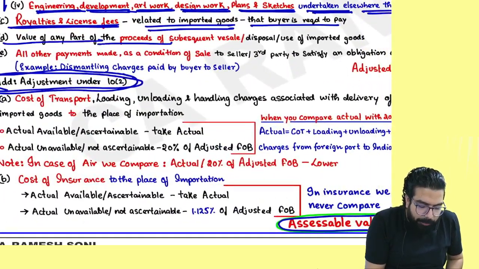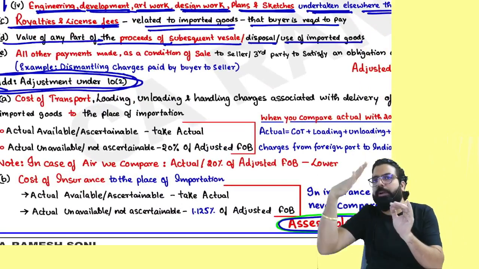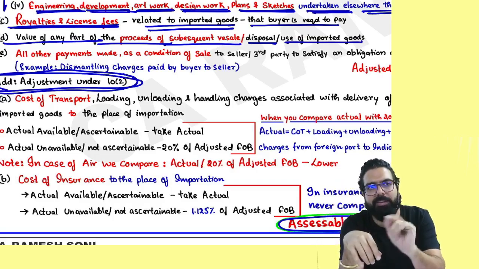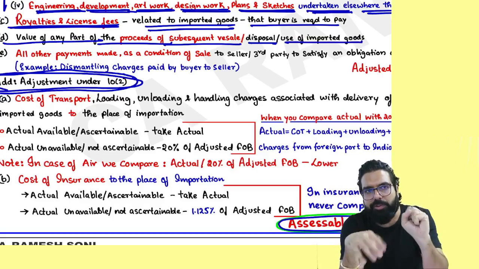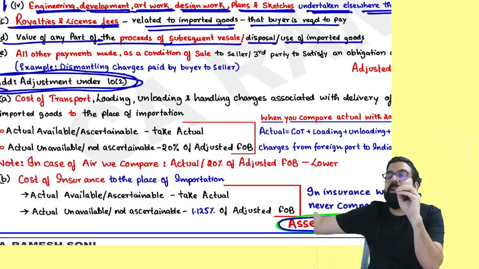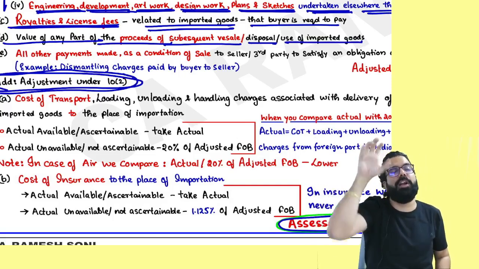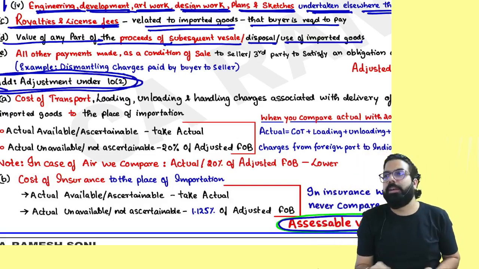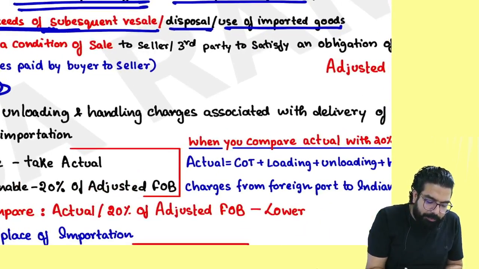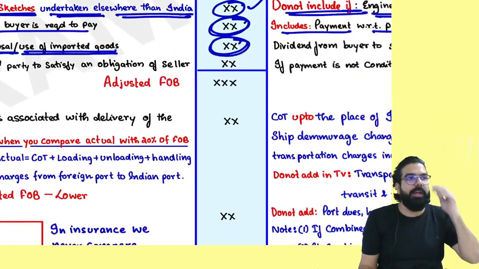Value of any part of the proceeds of subsequent resale, disposal or use of the imported goods. I told him, now you send me the goods at 100 rupees. Later, every good I sell at 500 rupees, I will give you 10 rupees. My question is, am I subsequently paying him anything? How much? Every subsequent sale, I am paying 10 rupees. Will the value of his supply be 100 or 110? 110. They are telling that the value of any part of the proceeds of subsequent resale or disposal or use of the imported goods should also be added.